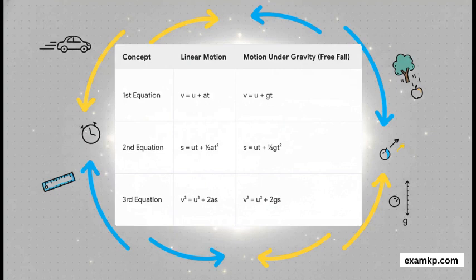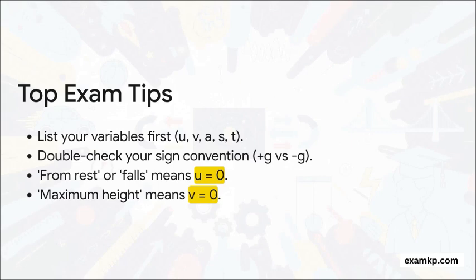And these are the golden rules for exam day. Please, listen. First, always list your variables, u, v, a, s, t. This simple step will prevent so many mistakes. Second, double-check and triple-check your signs for gravity. Is it plus g or minus g? And finally, remember those keyword definitions. From rest means u equals 0 and maximum height means v equals 0.